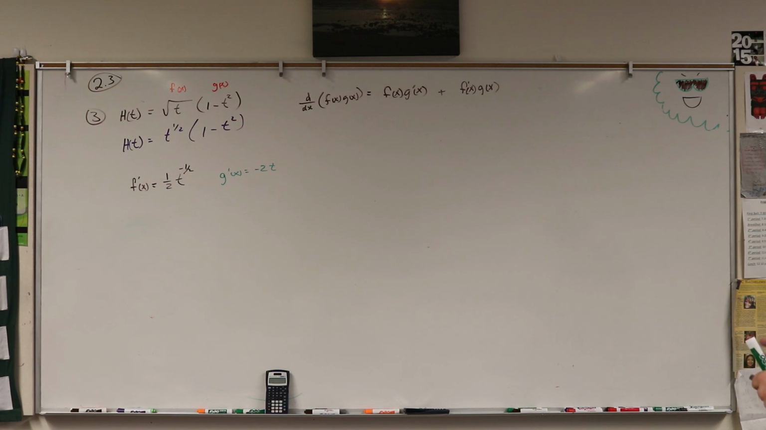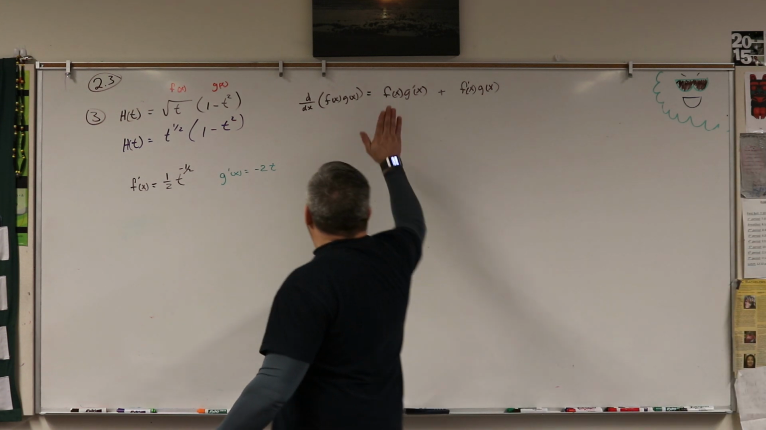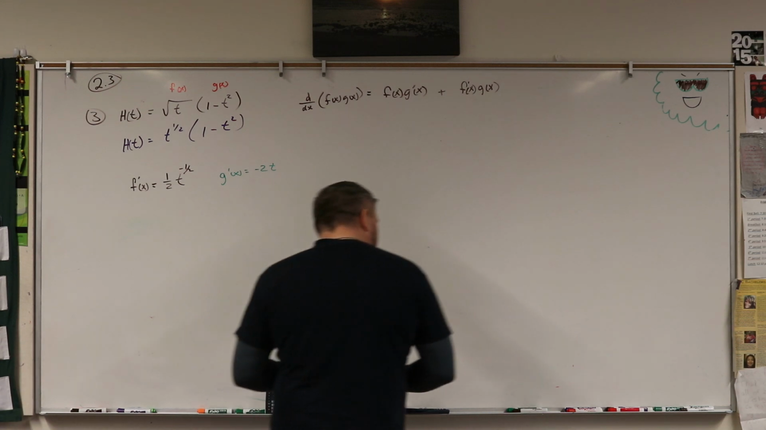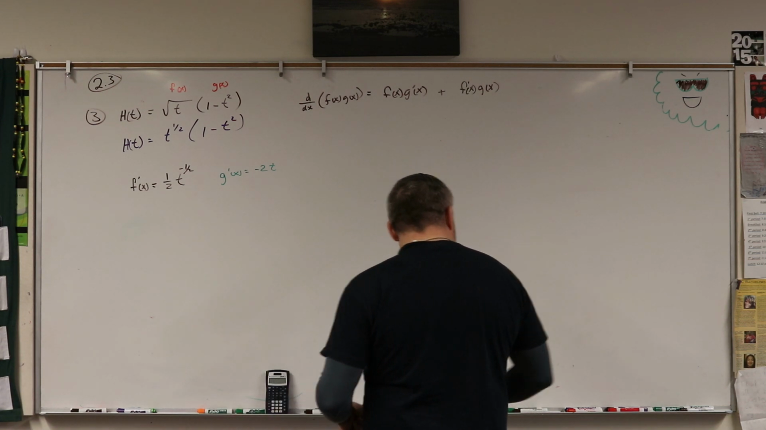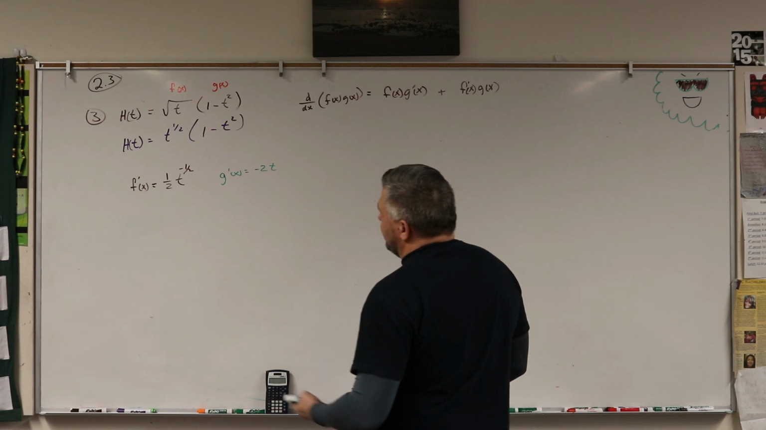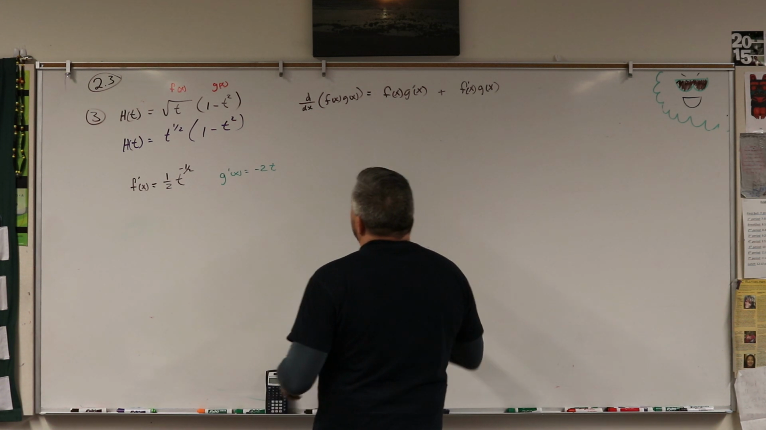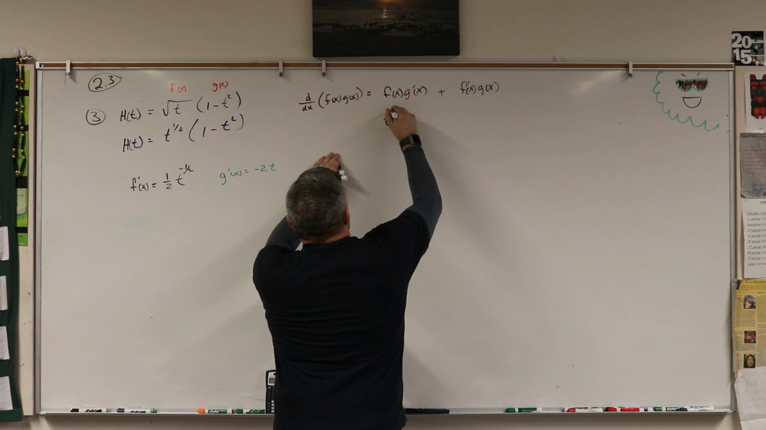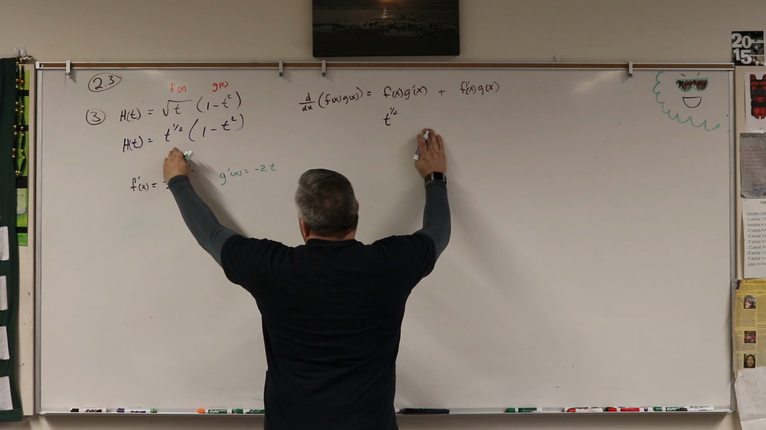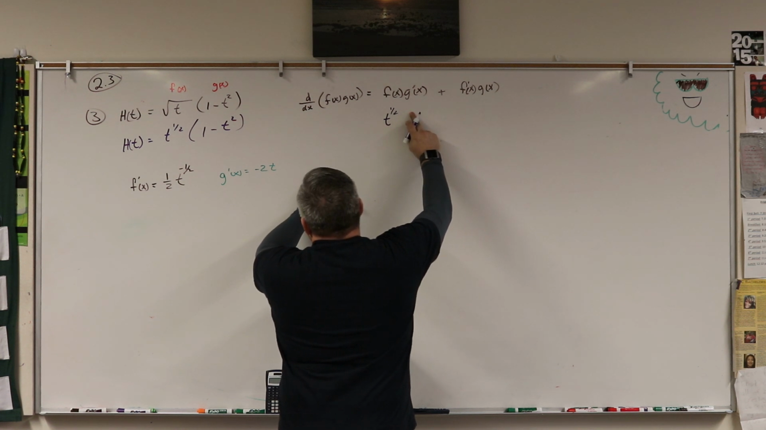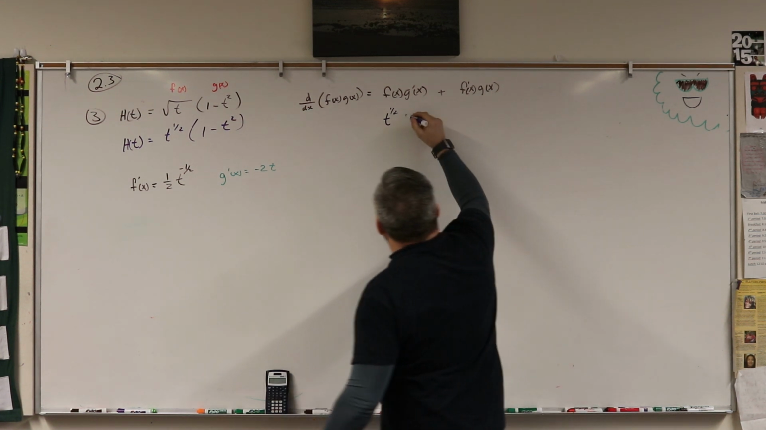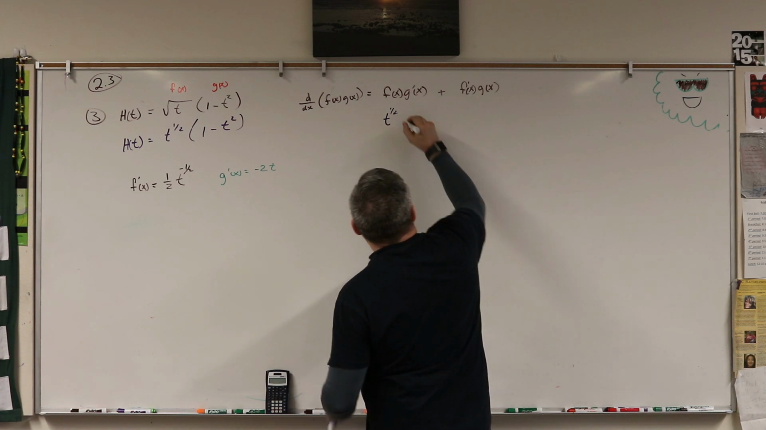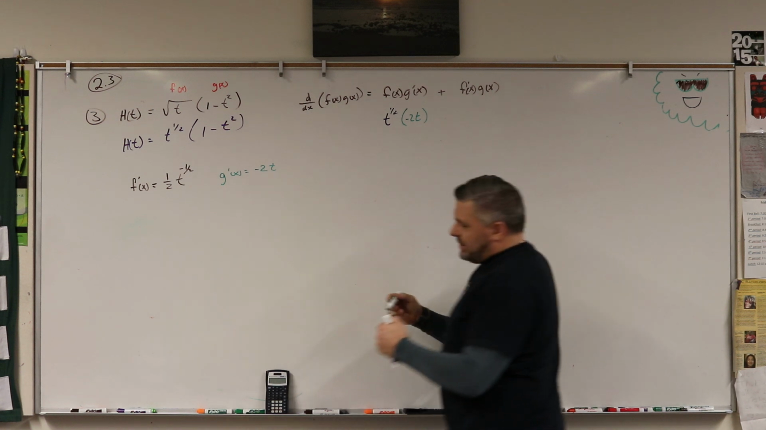Cool. Alright. So, if I want to organize them, the way I'm going to write them is I'm going to write the originals in purple and the others in their color. Okay? So the originals, f of x is going to be t to the 1/2, right? And then g prime of x is going to be negative 2t. So times negative 2t. And that's where I get that.